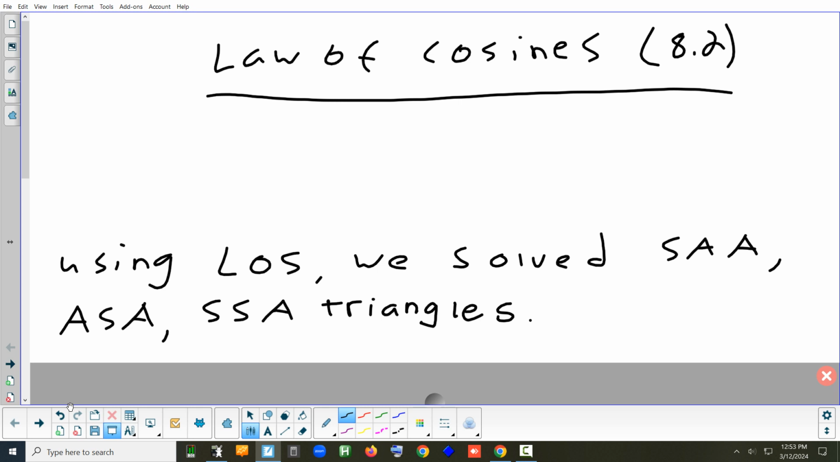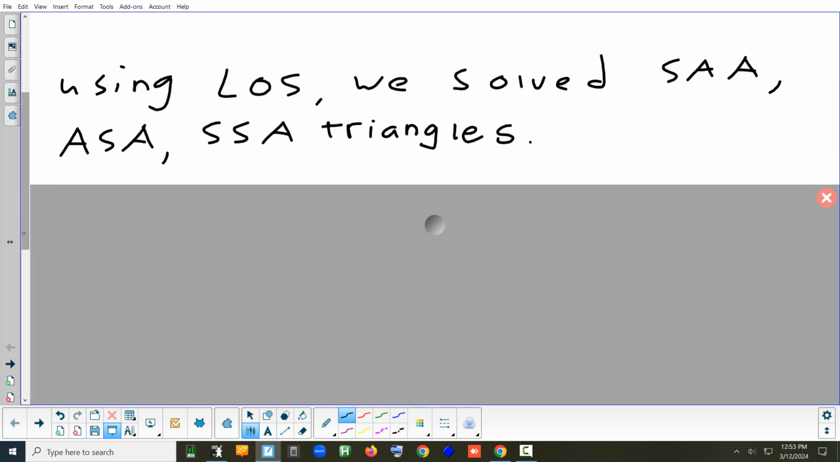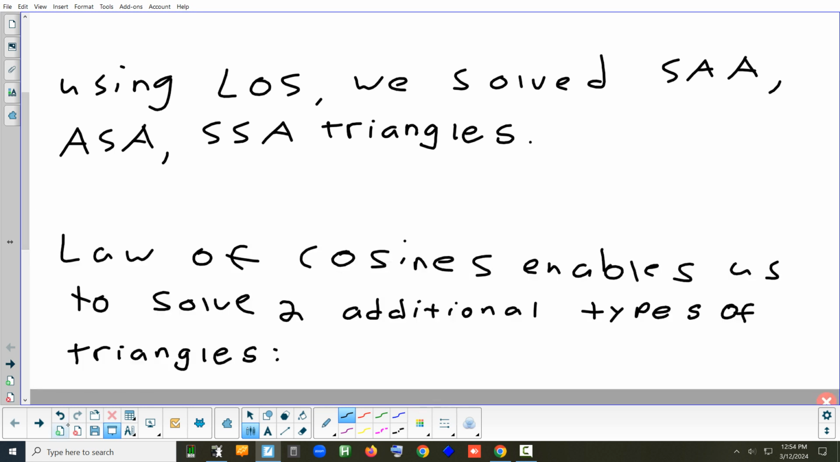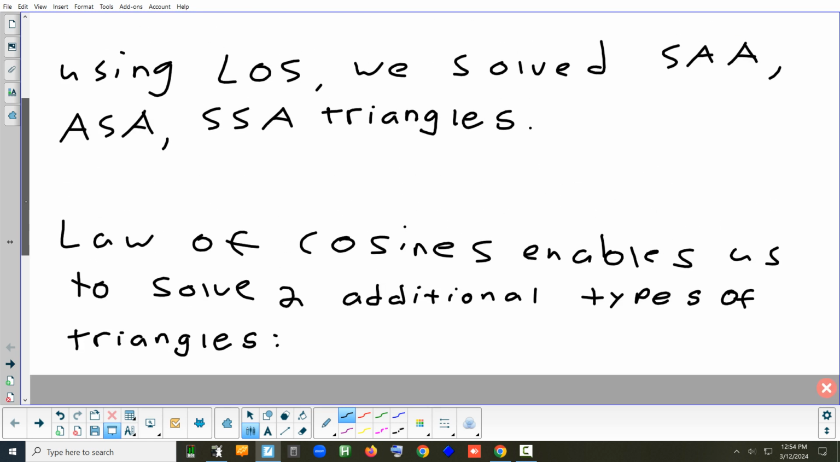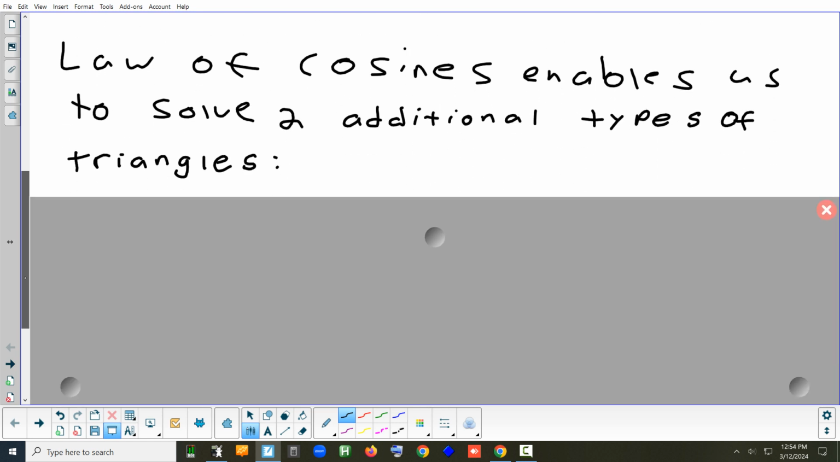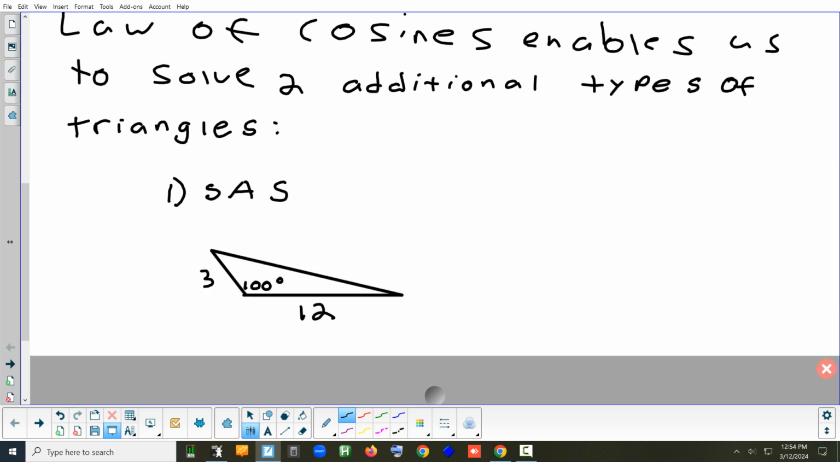Side, side, side. That's one of them. And there's one other one. Side angle side. Yep. So that was law of sines. This is law of cosines. This is what a side angle side triangle looks like.